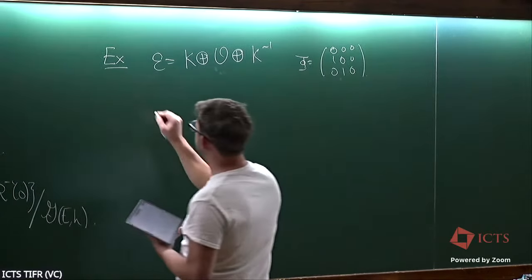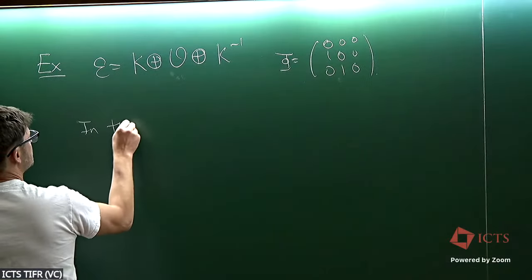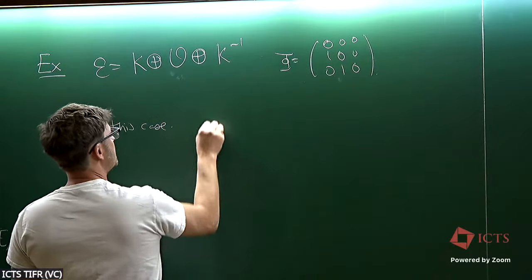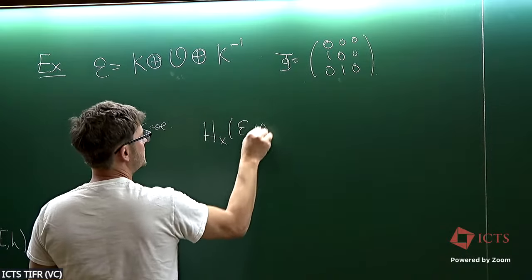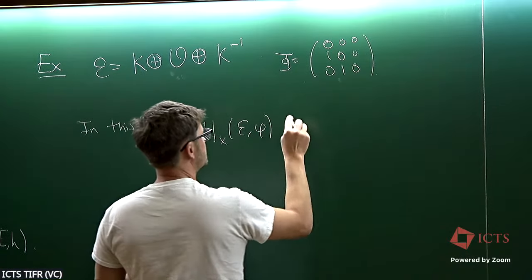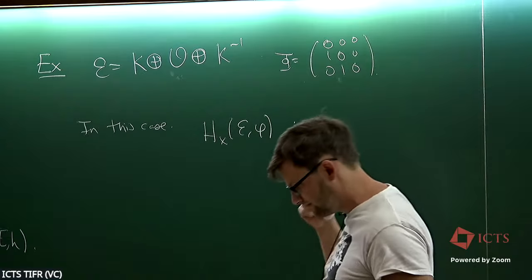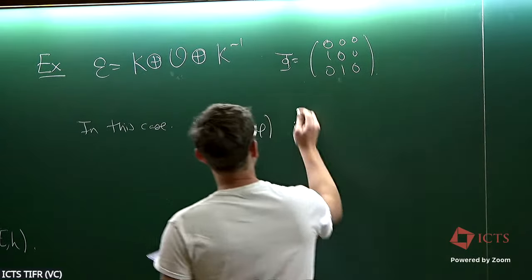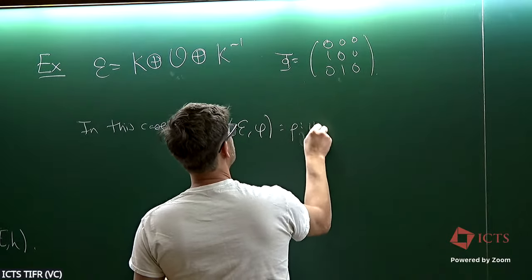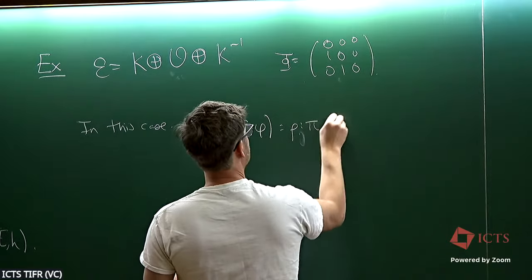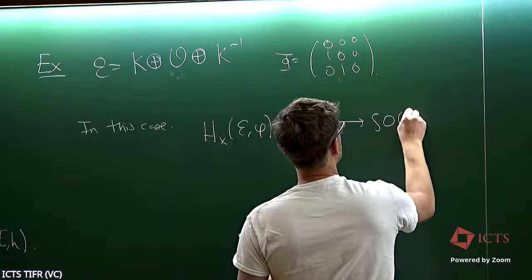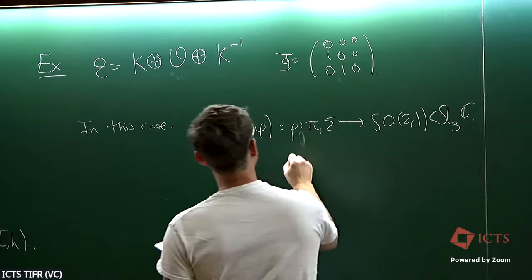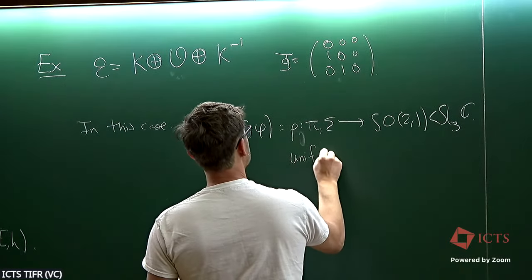Okay, and in this case, H_X of (E, phi) is, so this is like the one case where you can really say exactly what the associated representation is. So this is going to be my representation rho of the fundamental group. It turns out it lands in SO(2,1), and it's the uniformizing representation of the Riemann surface.